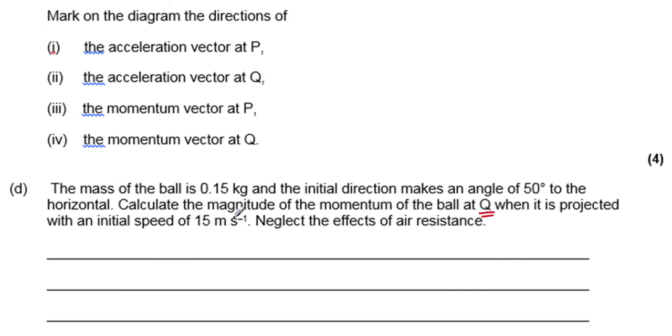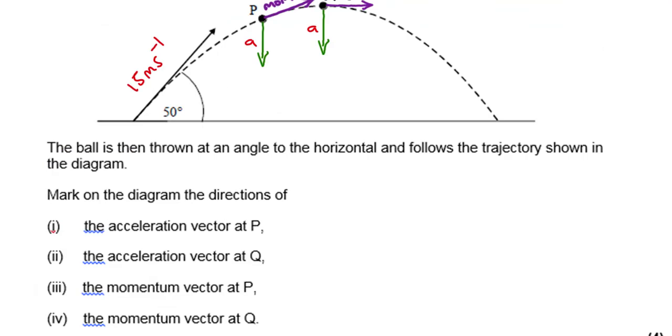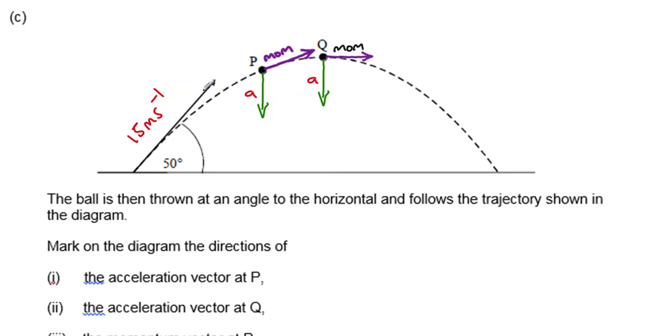Now, this is where you've got to think a bit, right? This ball has been projected at 15 meters per second. It's going to have a horizontal velocity vector, and it's going to have a vertical velocity vector, right? And it'll have ever so slightly larger vertical velocity vector as that angle's more than 45 degrees.